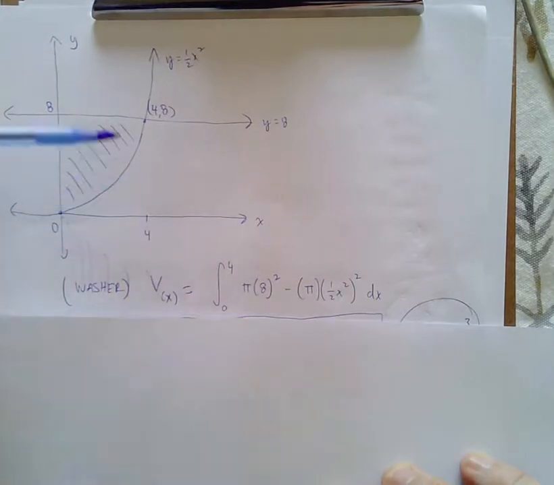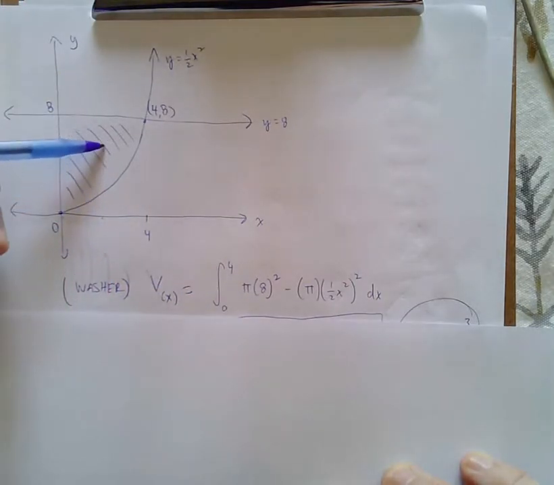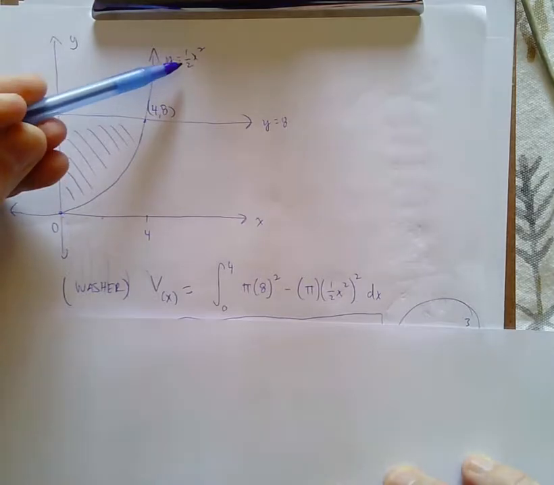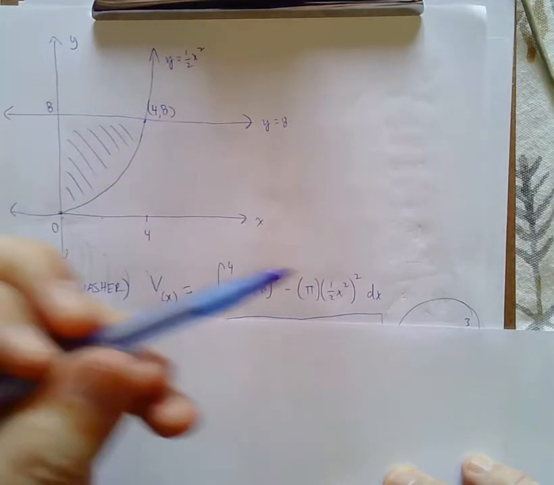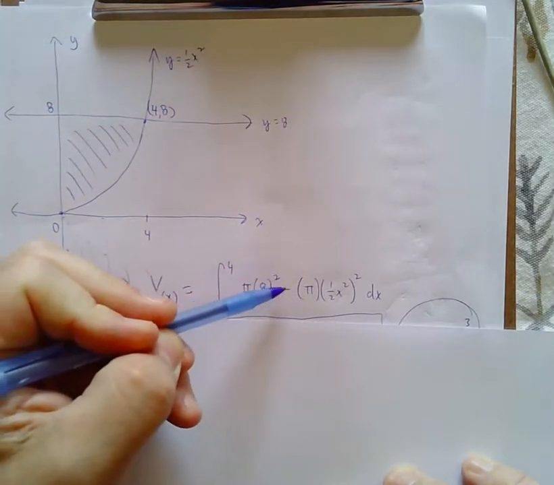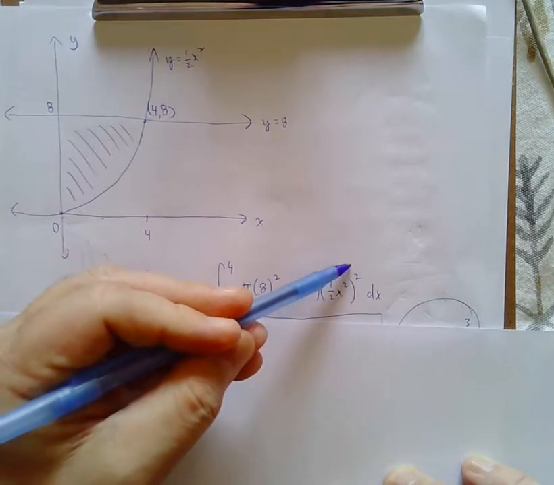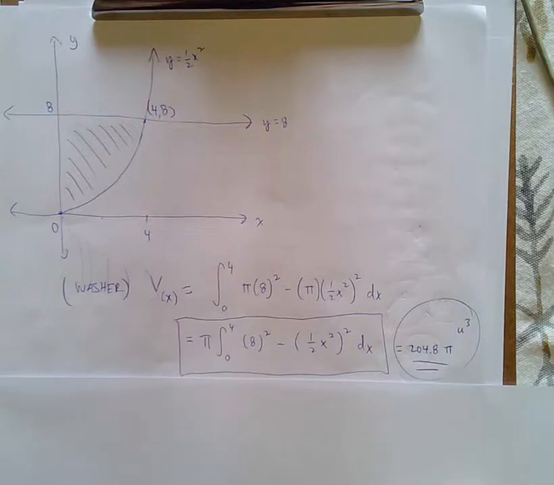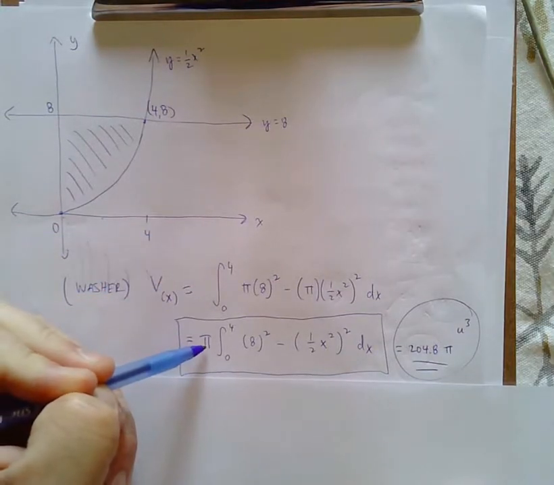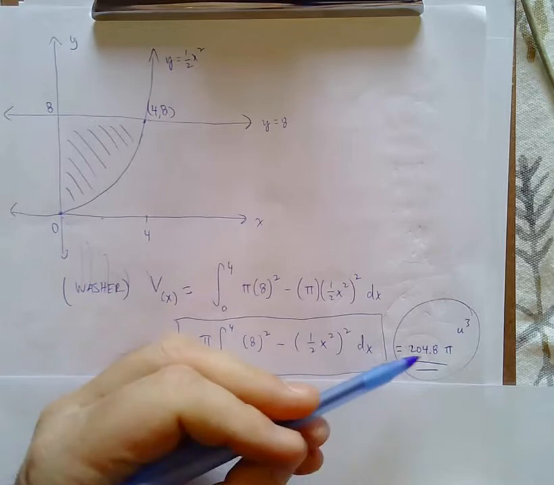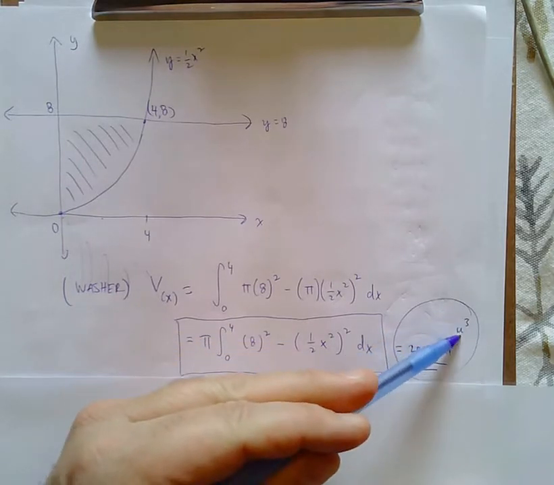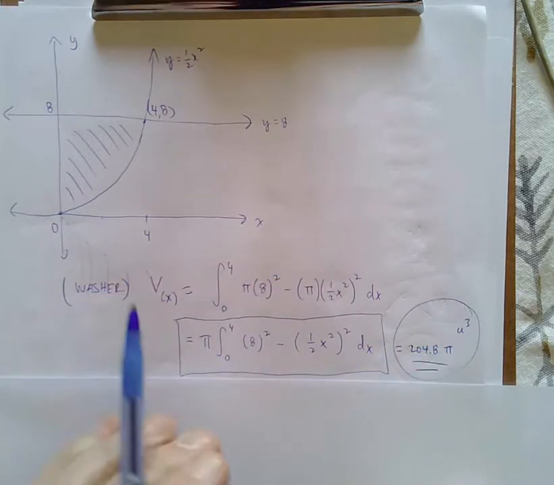The outer is the distance from the x-axis to y equals 8, so that's 8. And the distance from the x-axis to the parabola is the equation 1/2 x squared. So pi r squared minus pi r squared dx. I would suggest you pull the pi out. It's tricky, but practice using your calculator and see if you get the answer that I got, okay? And then the units are cubed, that means cubic units because we're dealing with volume here.